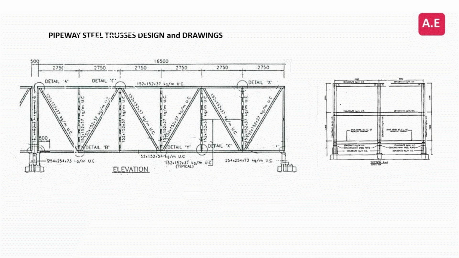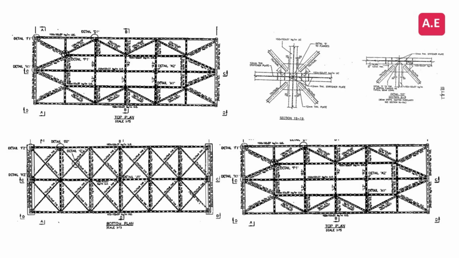The load on the structure at various levels are as follows. Upper level equals 4 kN per meter. Middle level equals 6 kN per meter. Lower level equals 5 kN per meter. Notice how the trusses are braced with different types of bracing configuration.